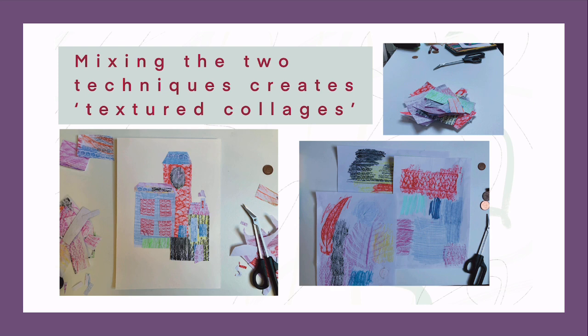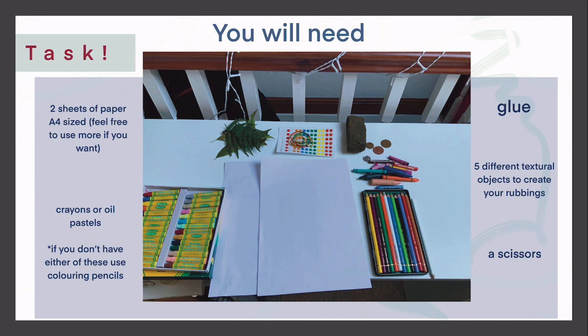So for your task, you will need 2 sheets of paper, A4 sized, and you can use more if you want to. I'm not going to tell you that you can't do more rubbings if you feel like you want to do more. I think the more is better. So at least do 2 sheets, because you're going to need 1 sheet for your actual collage and 1 sheet for your rubbings. And you're going to need crayons or oil pastels. But don't panic if you don't have these in your house, because you can use colouring pencils or just a regular pencil. I think it's nice to use different colours because then you get a different look of the end result, but that's up to you as well. Just use what you have in your house.